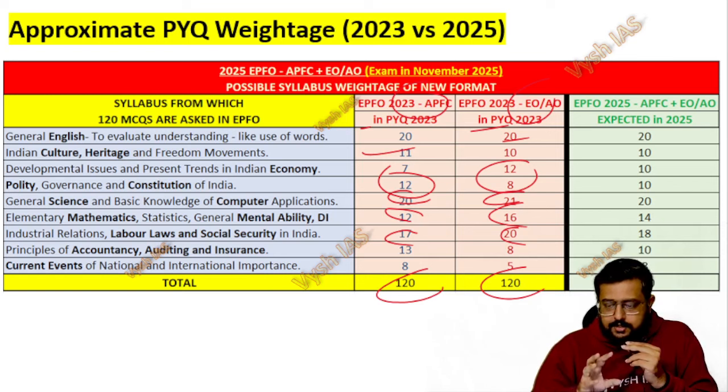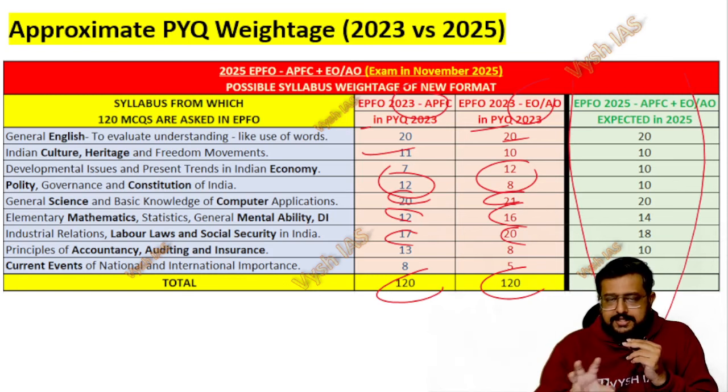And in 2025, for the first time, they are going to combine these two papers because the pattern and syllabus are the same. For both posts, it is a single exam. So the expected weightage will be like this. We have just taken the average of the two papers of last time, and we have assumed that this will be the weightage of each section, and it will be roughly 99% sure. So based on this, ditto with the syllabus points.